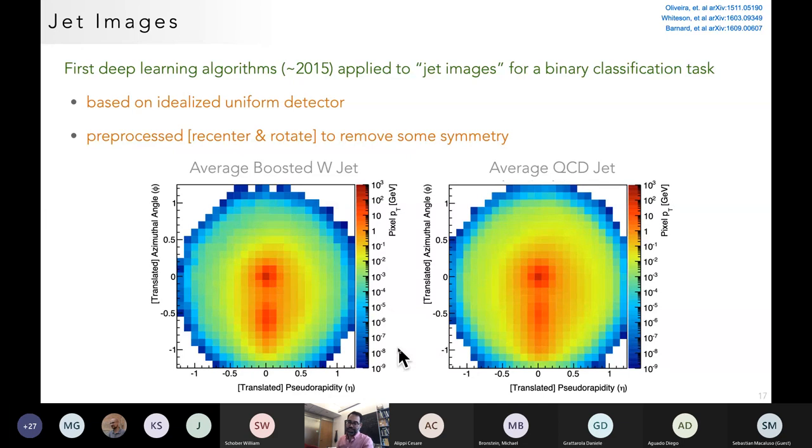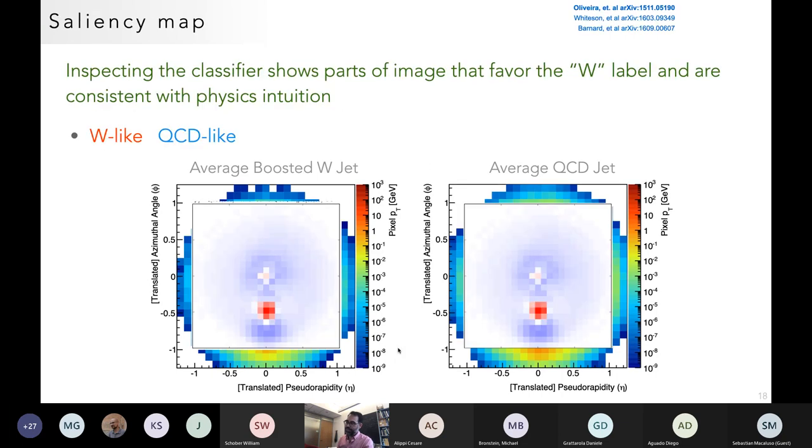But these deep learning approaches were working better than the hand-designed approaches that people had done before. And so that got people excited. This is a saliency map that I'm overlaying, where the red is preferring one category versus the other. And this aligns with the physics intuition about what part of the image has the most important information in it. So that was satisfying for people.